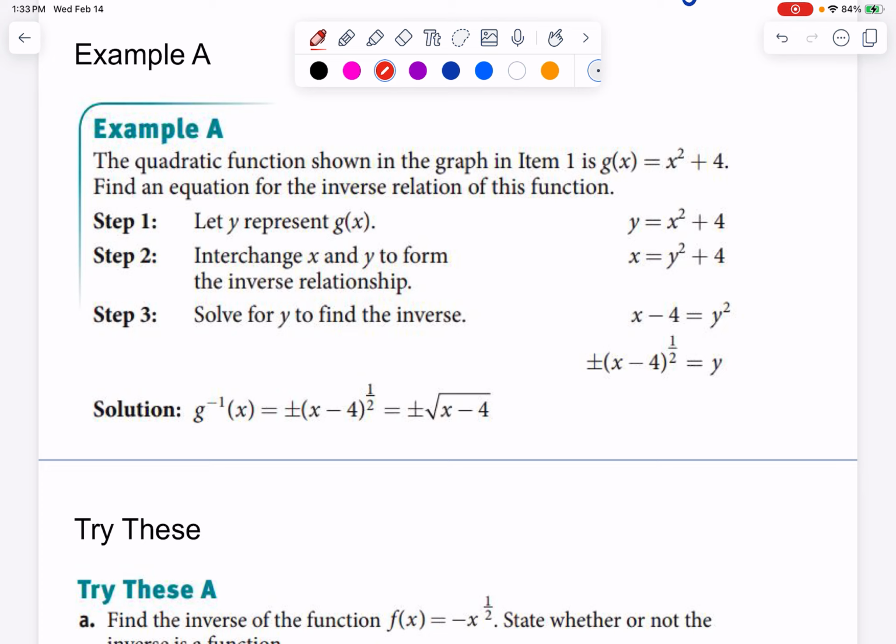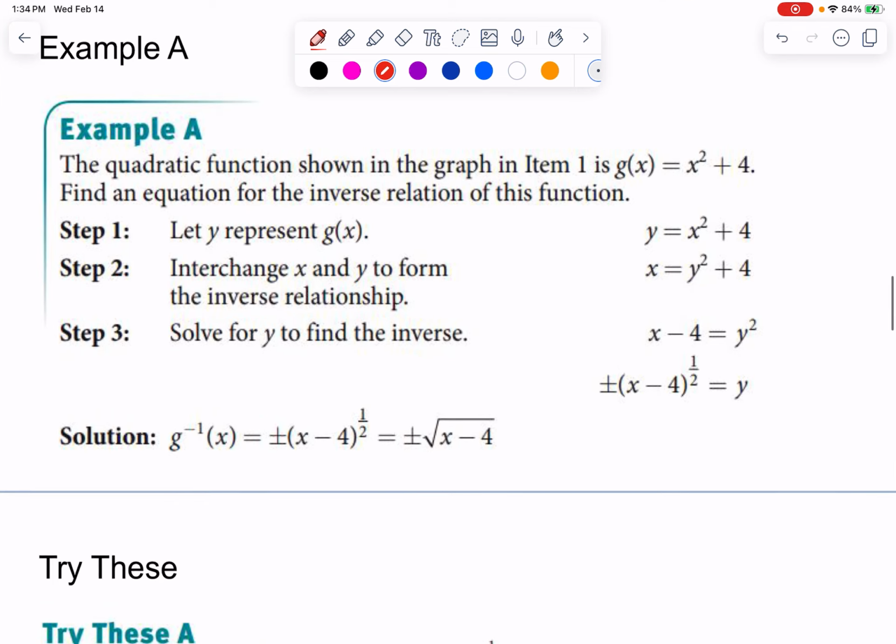You always start by replacing y with g of x. Your second step is to interchange both x and y, so x becomes here, and y becomes here. Then we're solving for y. The first step would be to subtract 4 from both sides, so you get x minus 4 equals y squared.